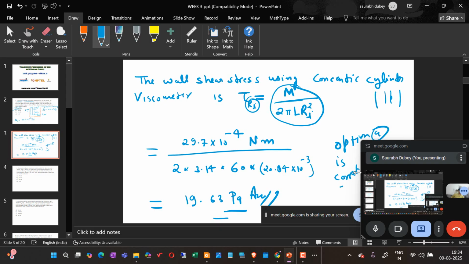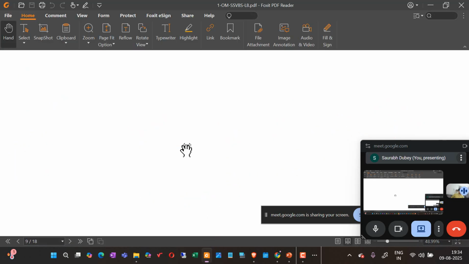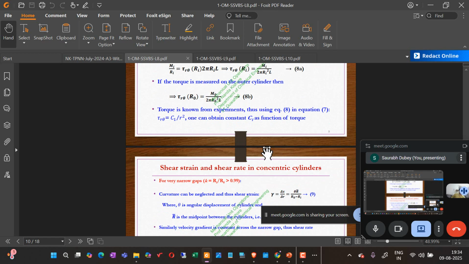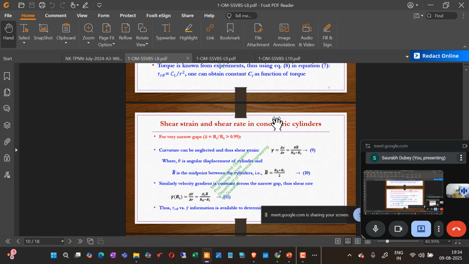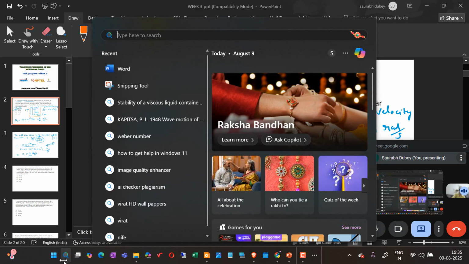So the main logic about this question was, before going for which formula you have to use, you have to calculate the ratio of Ri by R0, which is K. When you calculate this, 20.04 divided by 73, what are you going to get? You will be getting something very small, right?